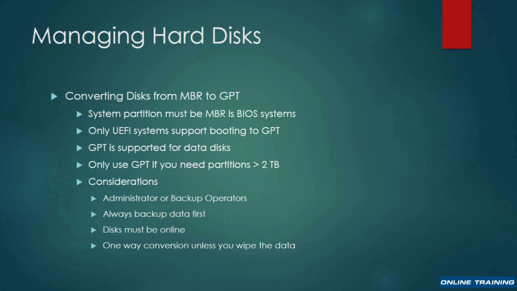The disks must be online in order for you to do it, so they can't be in an error state or taken offline. And this is a one-way process. I mean, you can go back, but if you go back, you have to wipe all the data. I don't know why you would go back, but that's the way that it is. So if you want to convert, have a good reason for the conversion, do a backup, and then you can do the conversion. I can do that both in Disk Management just by right-clicking on the disk and choosing to convert, and I also have the convert command over in DiskPart and a cmdlet in PowerShell as well.